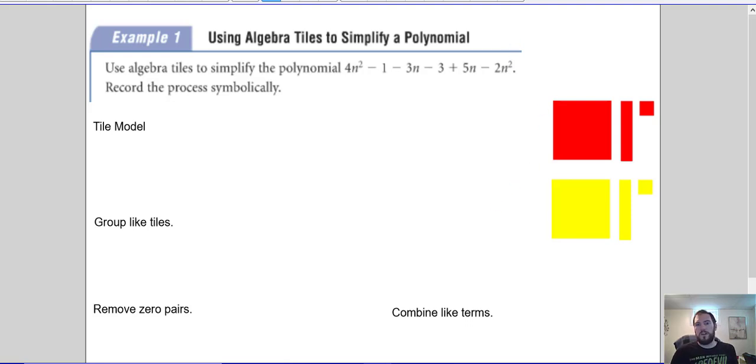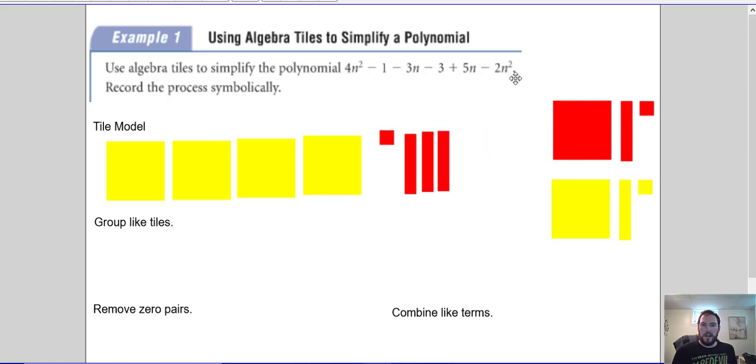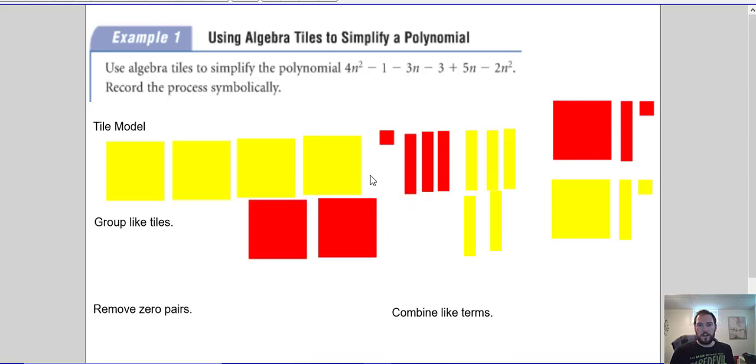Okay, so how do I simplify these things and find these like pairs, these opposite pairs? Well, one strategy is to use the tiles. So if I see that I have 4 n squareds, so there's 1, 2, 3, 4 n squareds, and I have a negative 1, and I have 3 negative n's, so 1, 2, 3, and I have 5 positive n's, 1, 2, 3, 4, 5, and then finally 2 negative n squareds, 1, 2. I'm running out of space. But what we see is that we have a bunch of same shaped tiles, but opposite signs. So what we're going to do is make those zero pairs.